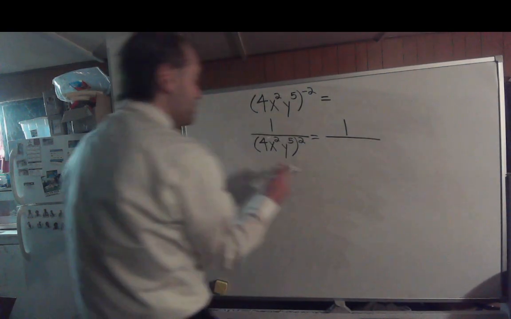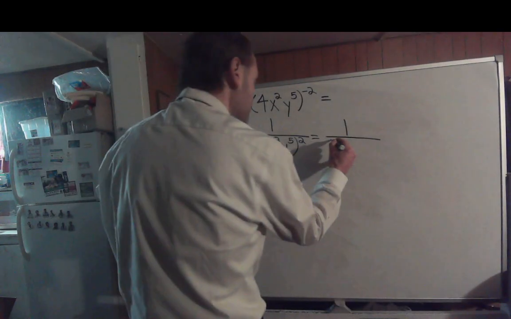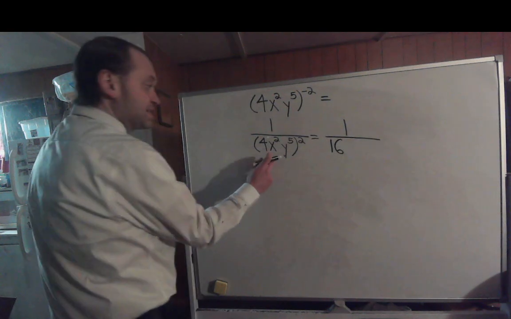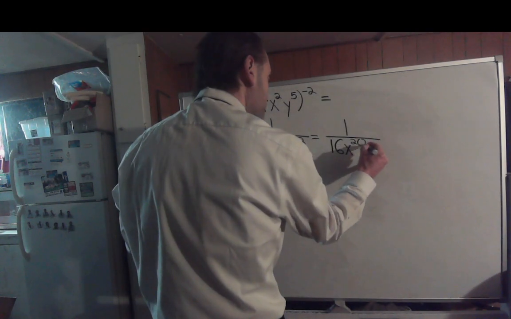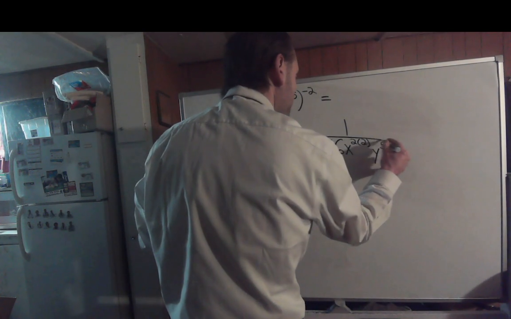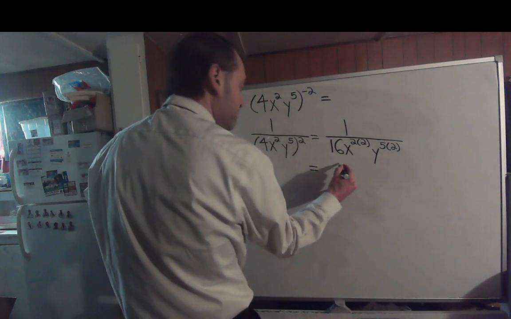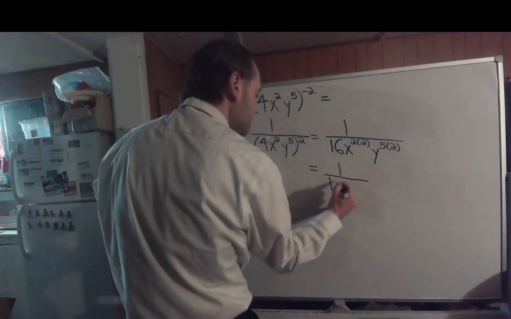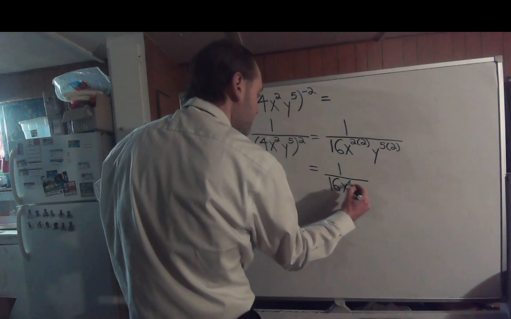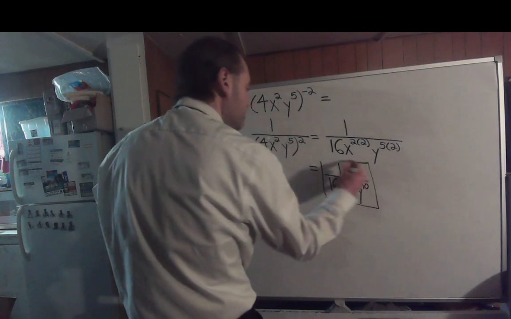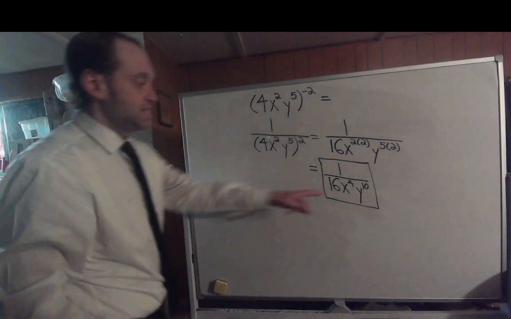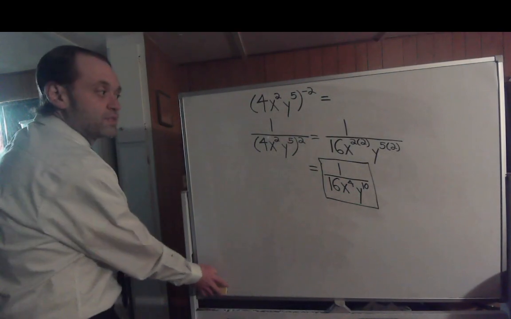1 divided by, what's 4 to the second power? That's 16. Then x to the second power, that would be x to the 2 times 2. And then y to the 5th to the second power, that'd be y to the 5 times 2 power, which would end up simplifying into 1 over 16 x to the 4th y to the 10th. So the solution you should get is 1 over 16 x to the 4th y to the 10th.